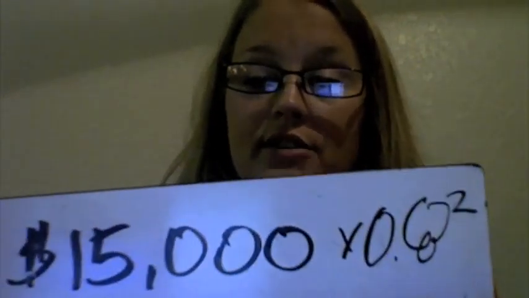The better way we can do it is by using exponents. A simple exponent means we dictate that it gets multiplied that many times. So if we wanted to rewrite this to make more sense for the second year, what we would do is 15,000 times 0.8 squared. So we have gone through the process and figured out that the best equation looks like this.